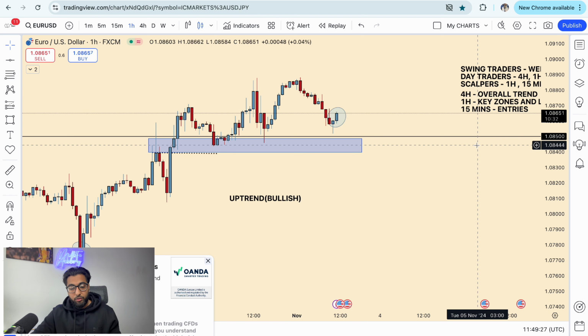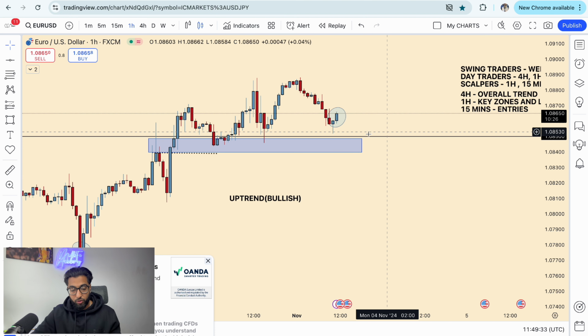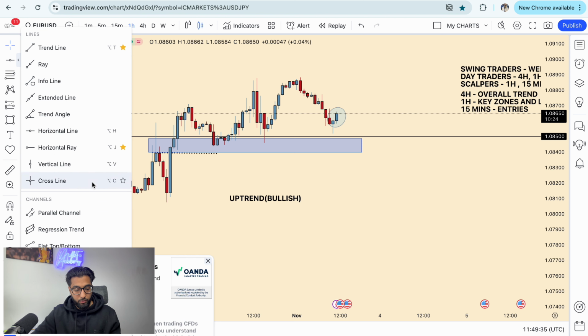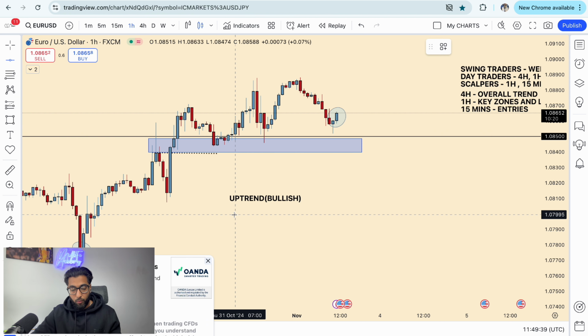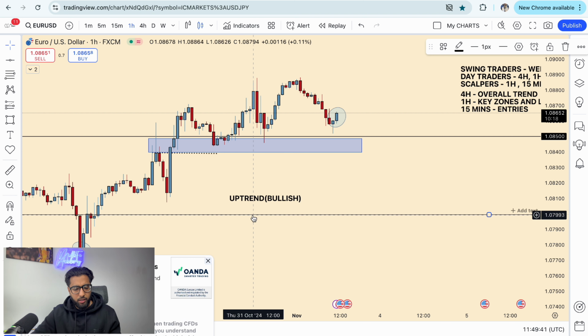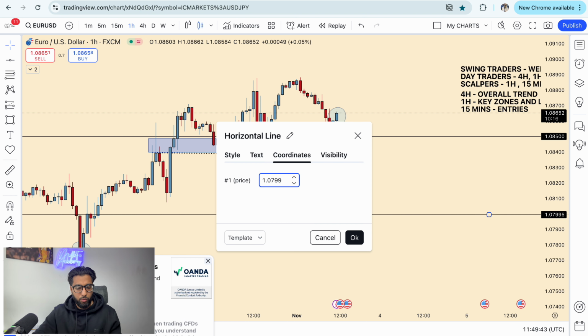Now, this is a round psychological number. What we can do is actually label out all the other round psychological numbers. So for example, another one, and I want to show you why this is so important: 1.08. 1.08 is a very, very strong psychological number.